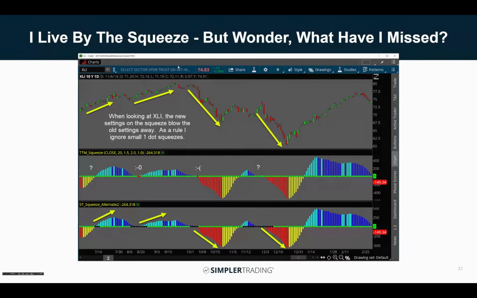So if you look at this, the old one here, yeah, it caught that move. Okay, nothing here. New one, boom, caught that move. Old one here. I mean, the one dot squeezes, those are so tough.